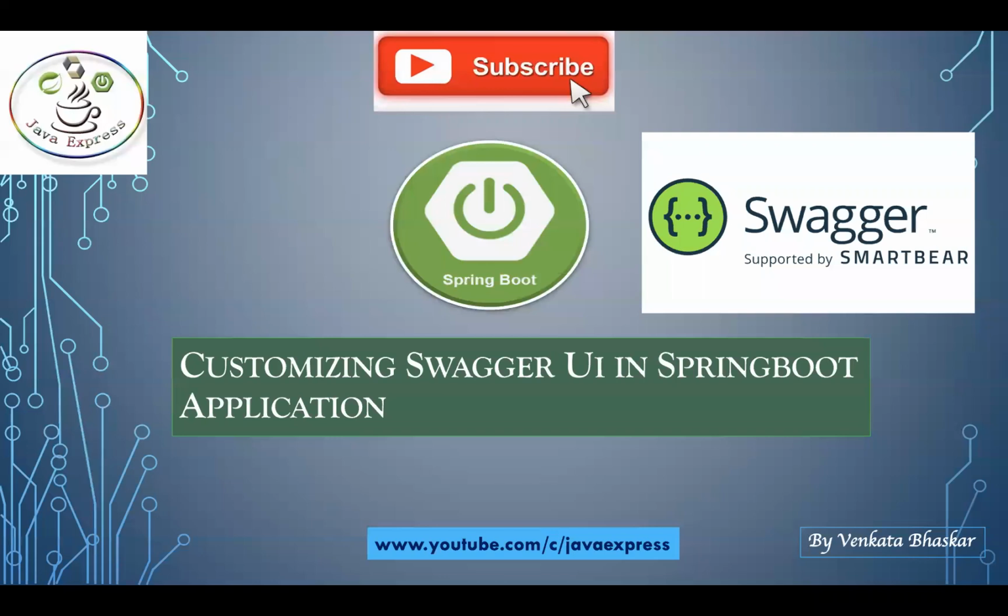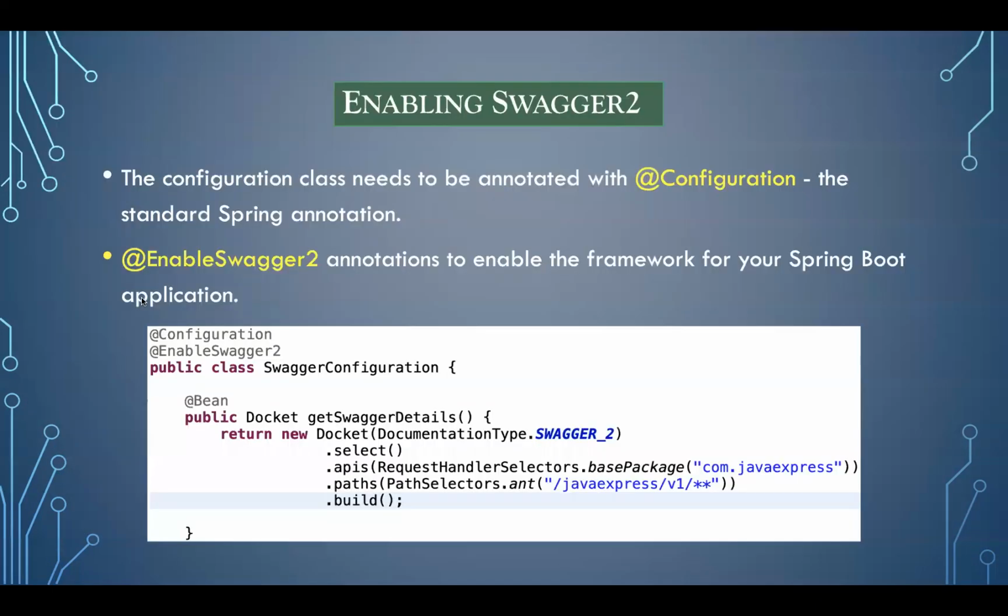Today we are going to discuss how to customize Swagger in a Spring Boot application. I will explain it in detail. If you saw the previous videos, I enabled @EnableSwagger2. Hope you practiced this program previously. If you practiced this annotation, you applied it in the main method itself, right?